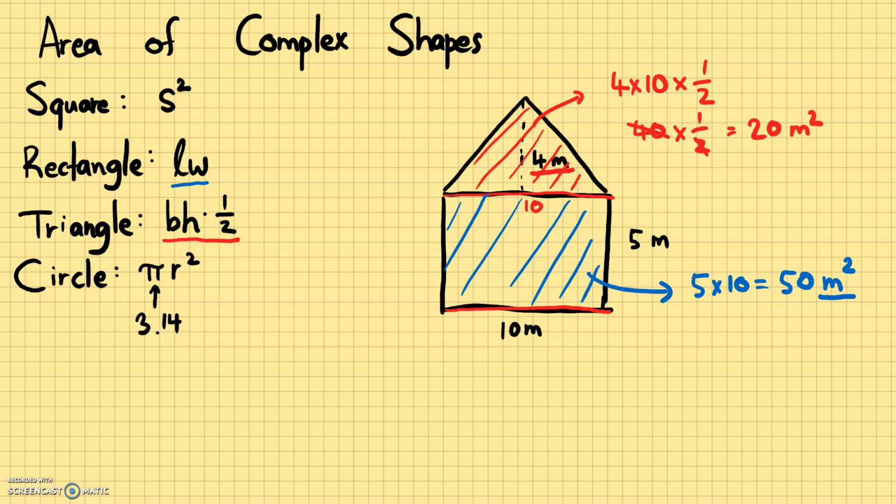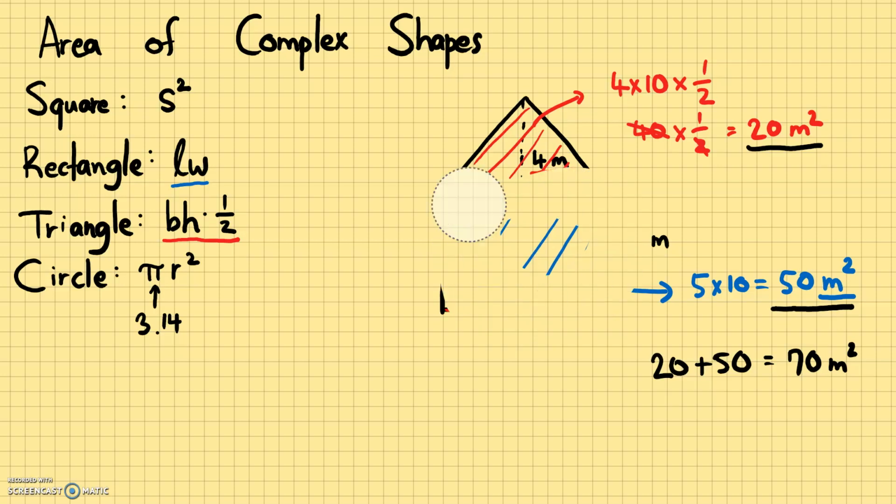So we found the area of these individual shapes. We found the area of the triangle part, we found the area of the rectangle part. So to find the area of the whole thing, we just need to add these two. So we just add 20 plus 50, which equals 70 meters squared. Okay, that wasn't too hard, right? Let's try a different shape.